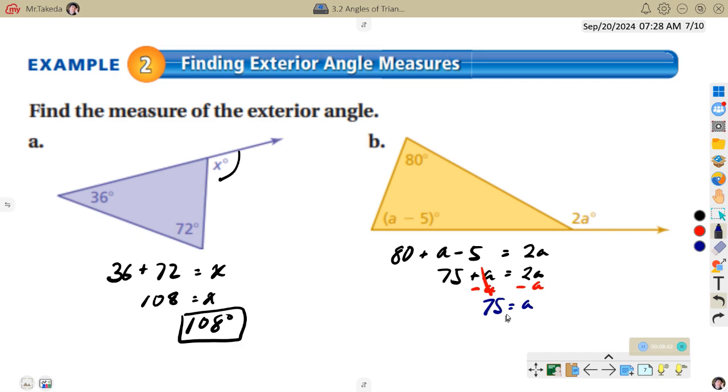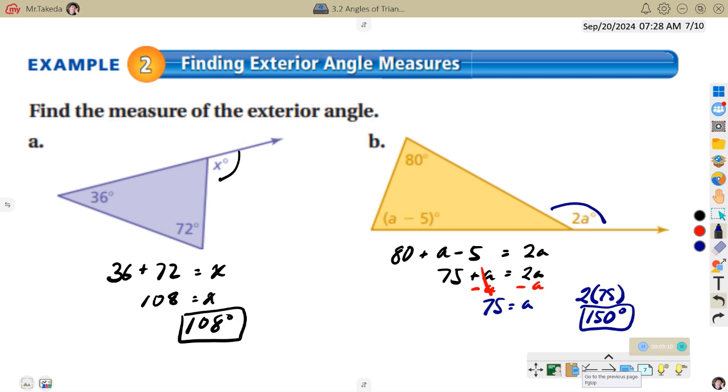So a is 75. But that's not what we're being asked to find. We're being asked to find the measure of the exterior angle. The exterior angle is 2a. So in order to find that, I have to substitute the a with 75. And that's going to result in 150 degrees. Okay, that's it.